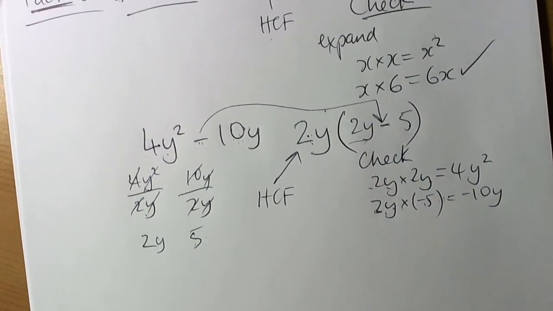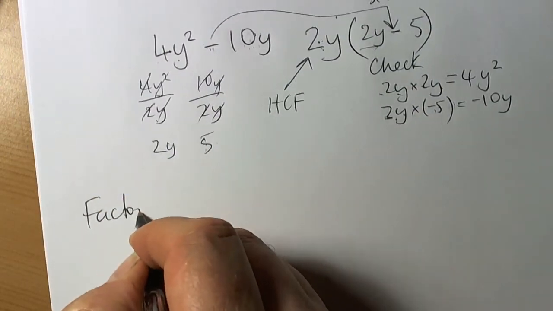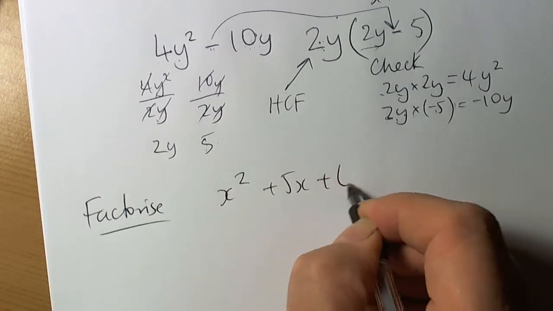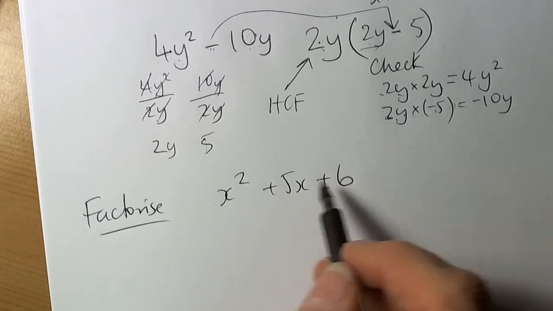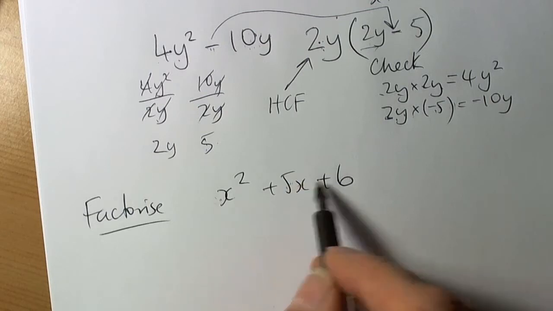Okay, so we're now going to factorise double brackets. So what that means is we might get expressions like this. So we're asked to factorise x squared plus 5x plus 6. Now, we know this is going to be a double bracket factorisation because there's no common factor to each of these. X goes into both of those, but there's no x there.